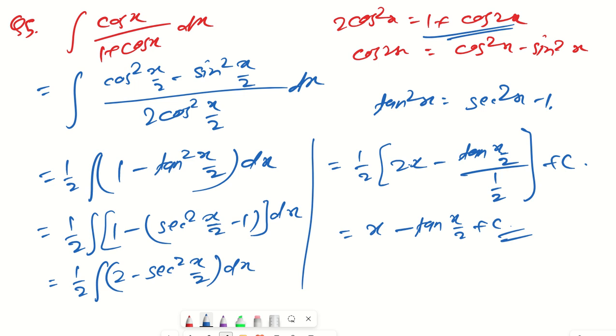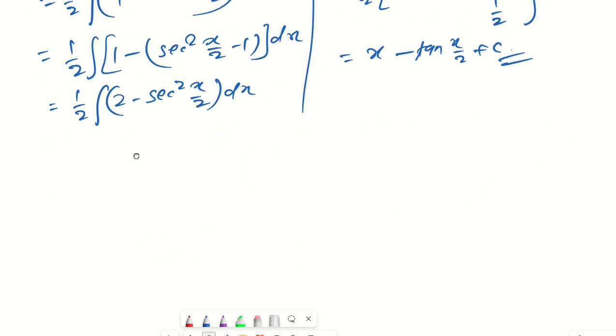Okay, let's take another question. The question is the integration of sine to the power 4 x dx. You have a lot of different kinds of formulas, like the Leibniz rule and all those things, but we are not going to utilize them. We are going to solve these using trigonometric identities.